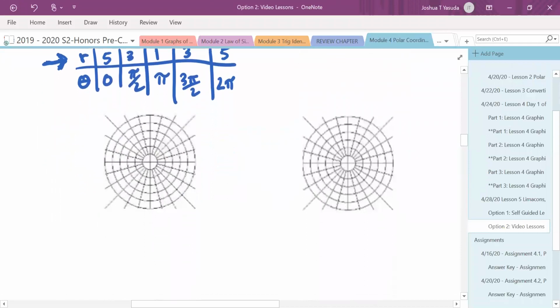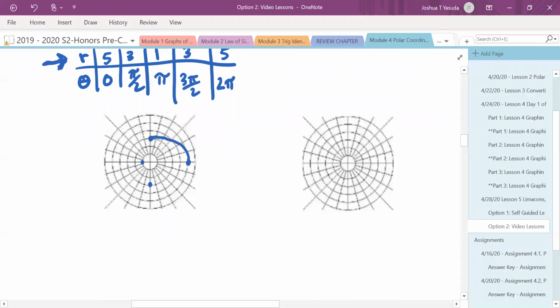Let's check it out. All right, so first one, 5, 0. 1, 2, 3, 4, 5. Pi over 2, 3. Pi, 1. There you go. And 3 pi over 2, 3. 1, 2, 3. And then 5. These are actually pretty easy to draw. So think cardioid, but no sharp point.